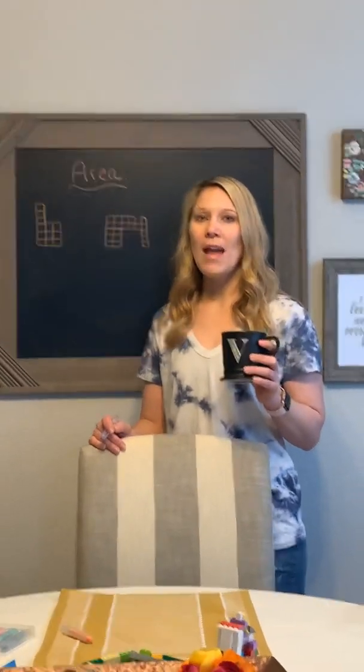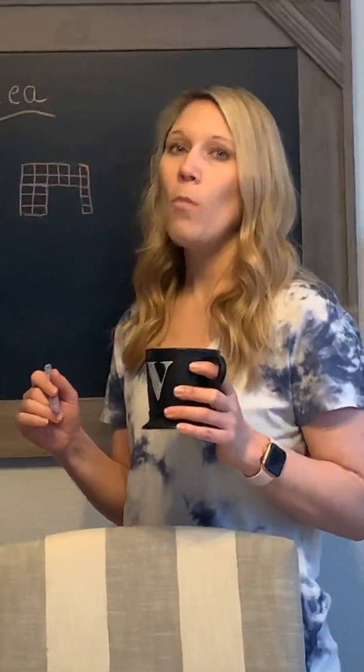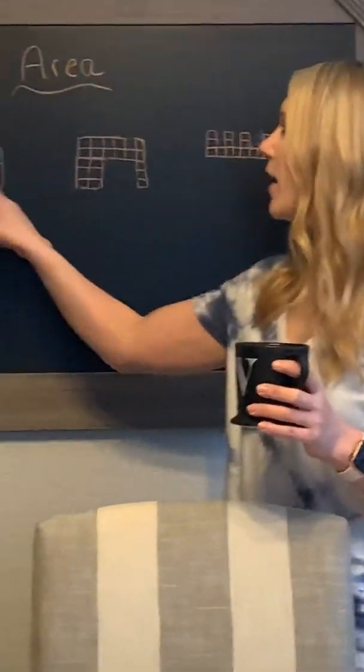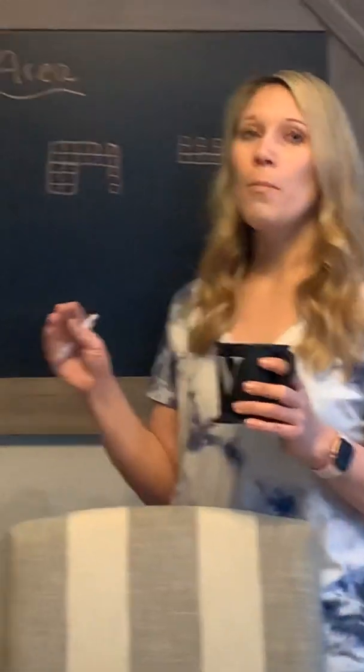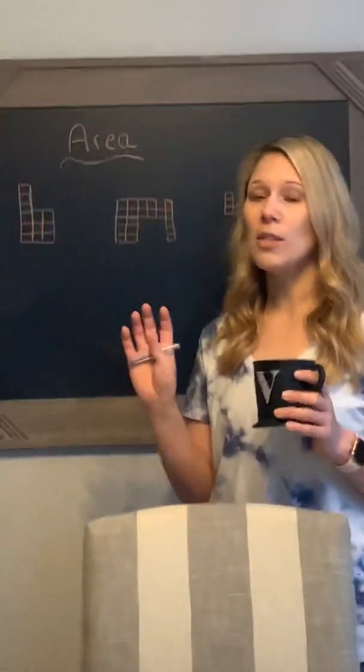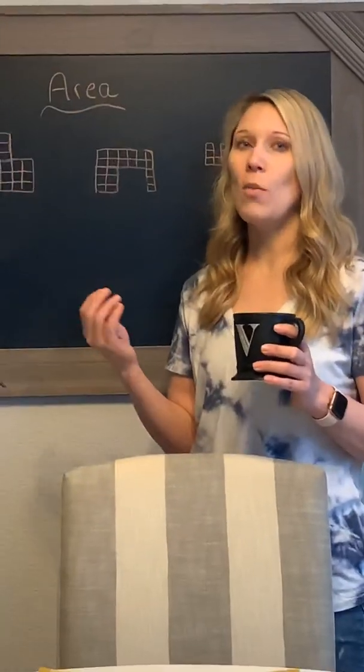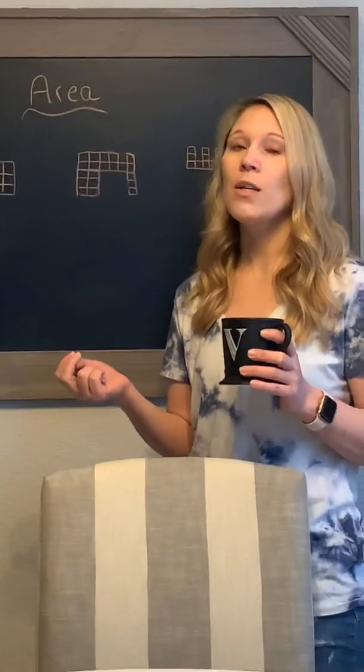We've been talking about area being all the units inside of a figure. We also talked about how we can find area when we multiply the length and the width, or the columns and the rows. We can't always do that. When we have these irregular figures, they're not perfectly shaped into a square or a rectangle so that we can multiply length and width. So I'm going to show you two different ways to find the area with these irregular figures.